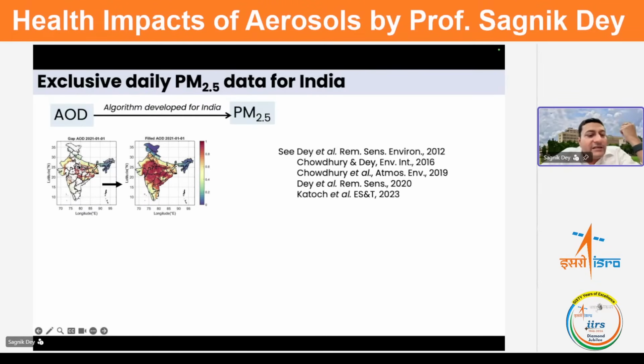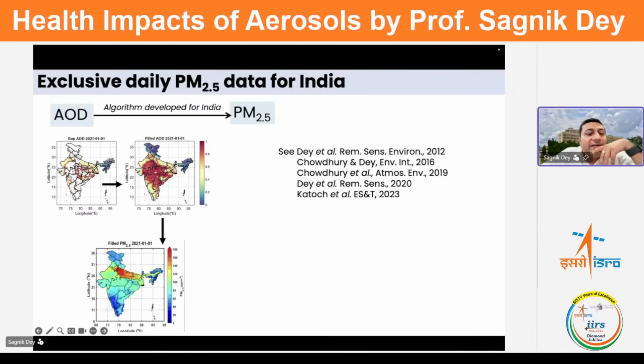So first we have filled this data gap using machine learning. And I'm not going into too much detail about the methodology. You can read the published articles. So we train machine learning models based on predictor variables and fill the data gap. And then we converted the columnar aerosol optical depth into surface PM 2.5, which you can see now, again using a hybrid approach. Now, if you see the spatial pattern of aerosol optical depth and the spatial pattern of PM 2.5, they are not matching.